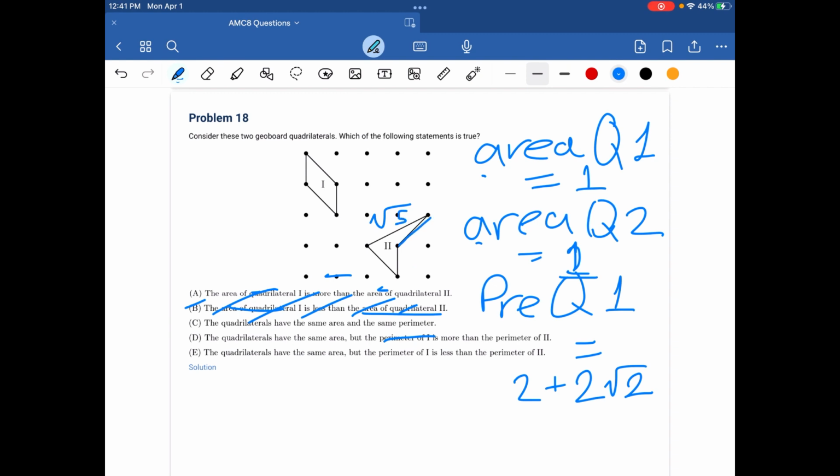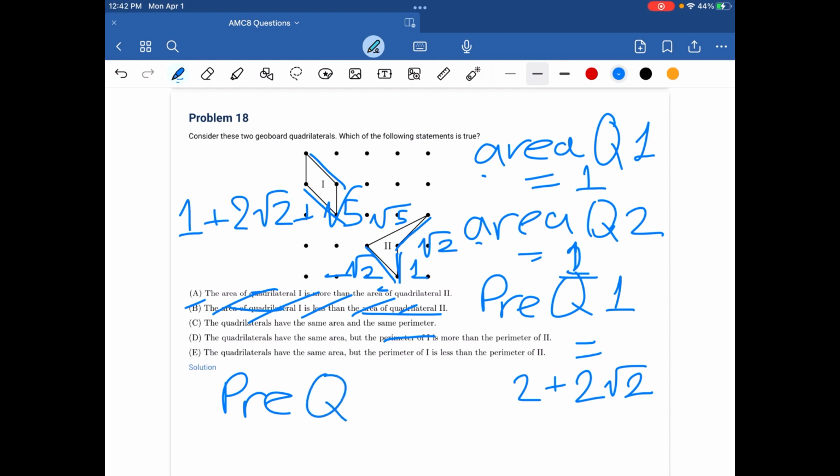And now these two are actually the same things that we did over here. So then this is just square root of 2, square root of 2. And then this is just a vertical line, which we know the height of is 1. So our final perimeter is just 1 plus 2 square root of 2's plus a square root of 5. So let me just write it here. Perimeter of quadrilateral 2 is 1 plus 2 times the square root of 2 plus square root of 5.